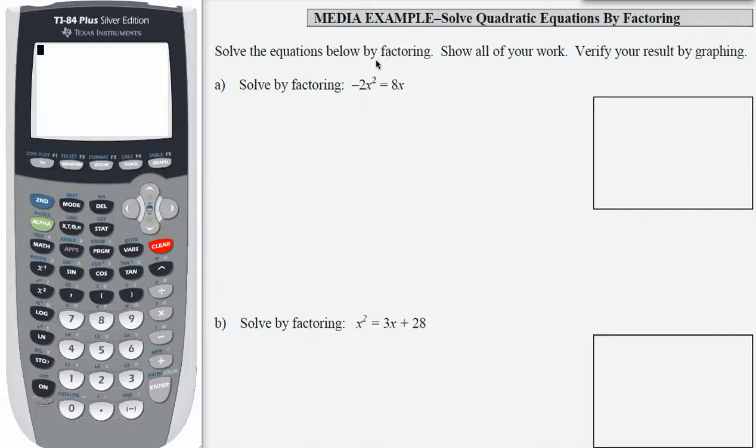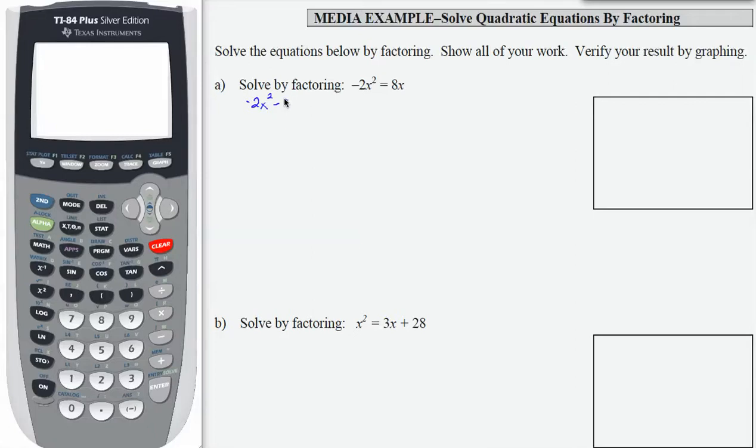Here we're asked to solve the equations by factoring, show our work, and then verify by graphing. We have the original equation, negative 2x squared equals 8x. This is a quadratic equation. The first step to solve by factoring is to write the equation in standard form. That means to set it equal to 0.